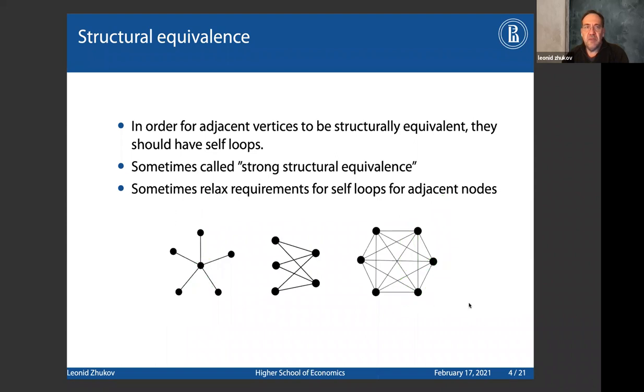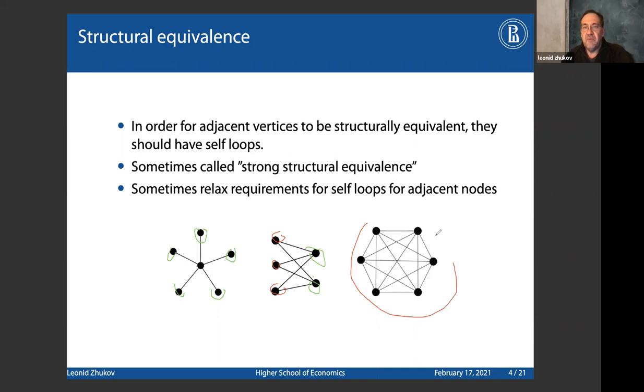Here are a few more examples. And by the way, if you don't have loops and you just look at the nodes without self loops, this is sometimes called strong structural equivalence. So if you look at this slide, for example, of course, these nodes are all structurally equivalent, right? They are connected to the same nodes. Or for example, these two nodes are structurally equivalent because they have exactly the same connection pattern. Or these three nodes are structurally equivalent.